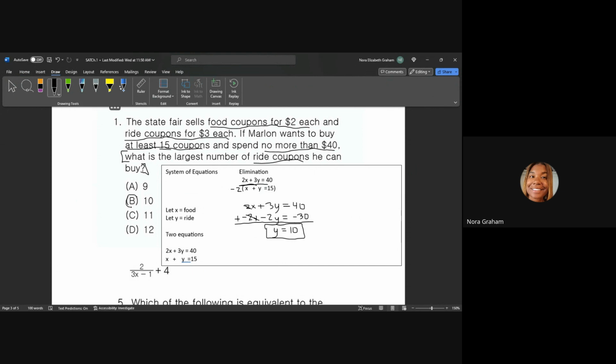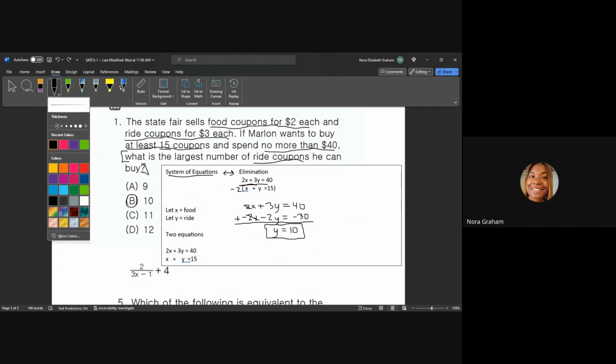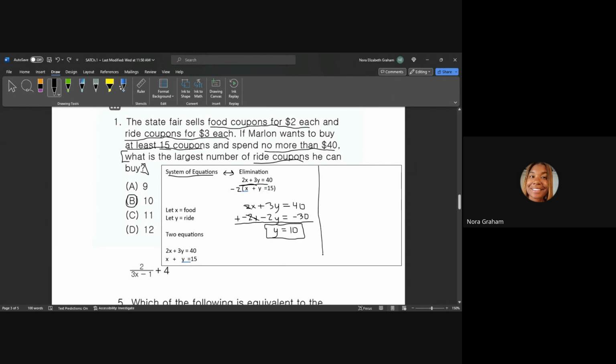Now, if you didn't know how to approach the problem using systems of equations and elimination, there's another way you could have approached it, a more thinking-wise way. Let's say you look at your multiple choice, and you're like, okay, I know he has to take 15 rides. My answers are giving me the number of rides, but I want to look for the number of food that I would get.